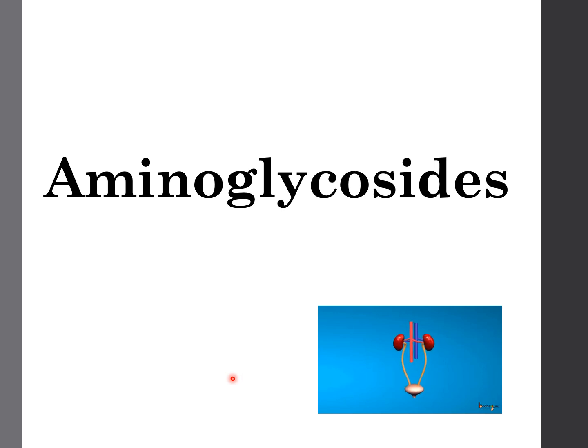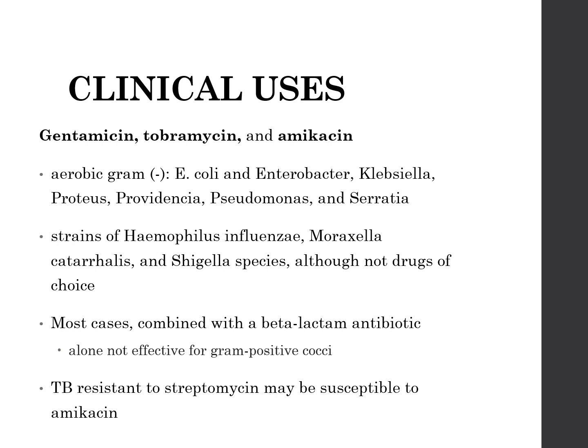Now we go to aminoglycosides. The clinical uses would be good for aerobic gram-negative bacteria like E. coli, Enterobacter, Klebsiella, Proteus, Providencia, Pseudomonas, and Serratia. These drugs would be gentamicin, tobramycin, and amikacin. They are also good for strains of Haemophilus influenzae, Moraxella catarrhalis, and Shigella species, though they can just be alternative drugs.